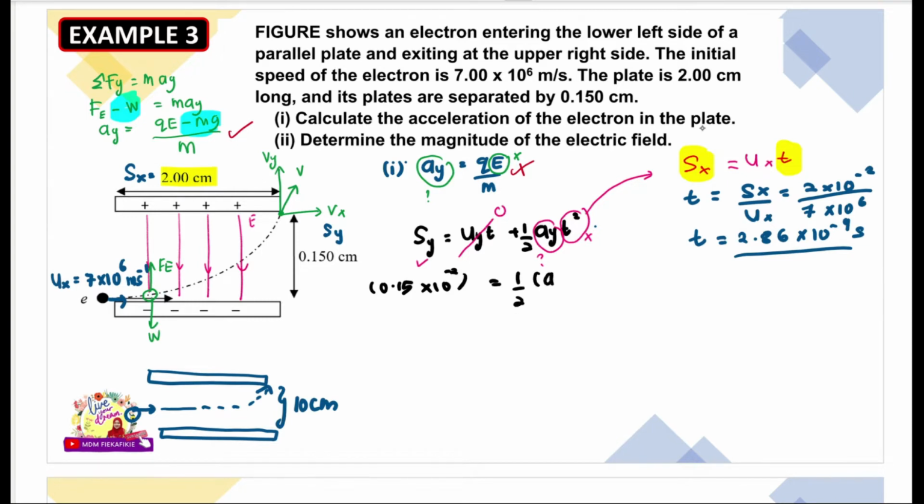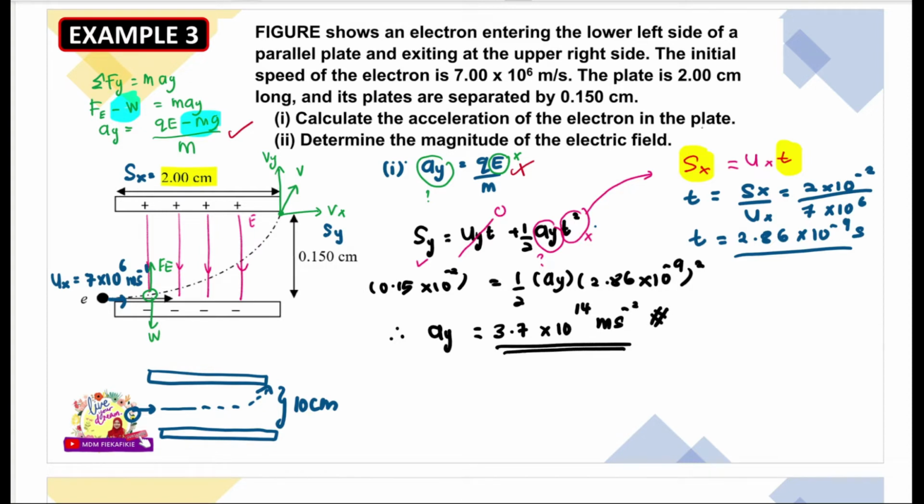Half ay, nak cari t. Kita adalah 2.86 exponent negative 9 squared. Okay, so you tekan calculator, you akan dapat ay is equal to 3.7 times 10 power of 14 meter per second squared. Okay, so this is the answer. Okay, boleh. And then determine the magnitude of the electric field.